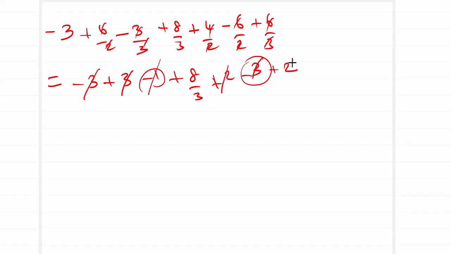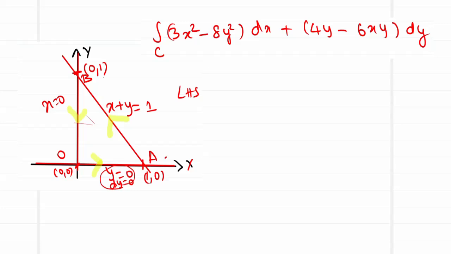Minus 4 and plus 2 is plus 4. It cancels off, leaving you with the second curve answer as integral along AB as 8 by 3. Now two curves are over. Let us move to the third curve. What is going to be the third curve?